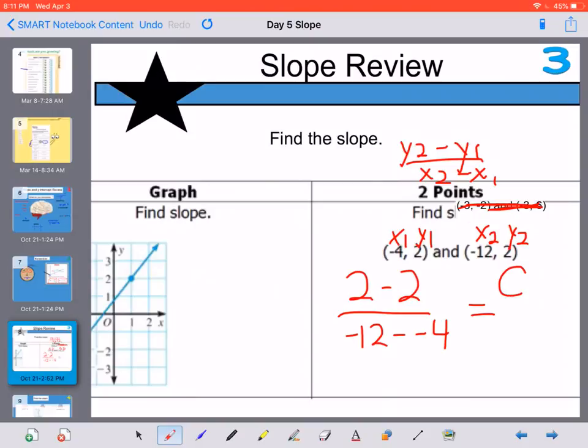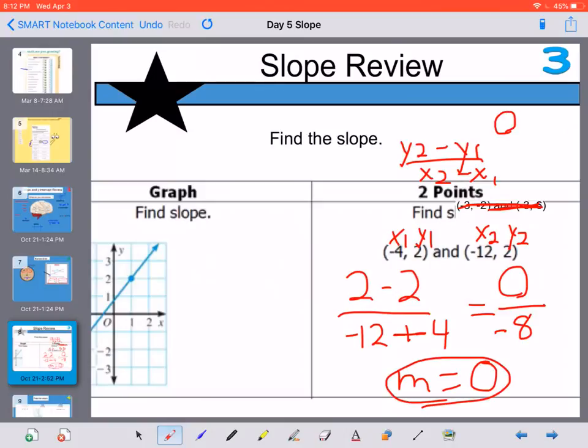So 2 minus 2 is 0. Negative 12 minus a negative 4, well, we have to add those together. So negative 12 plus 4 is negative 8. Now a 0 is on the top, so m is going to equal 0. Remember, it is okay to do a 0 on the top, but we cannot do a 0 on the bottom. So it's no to do a 0 on the bottom.